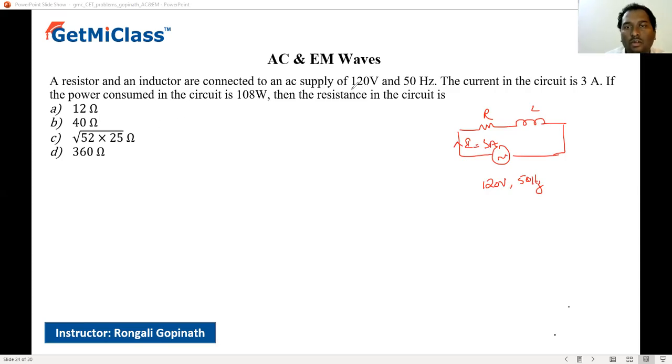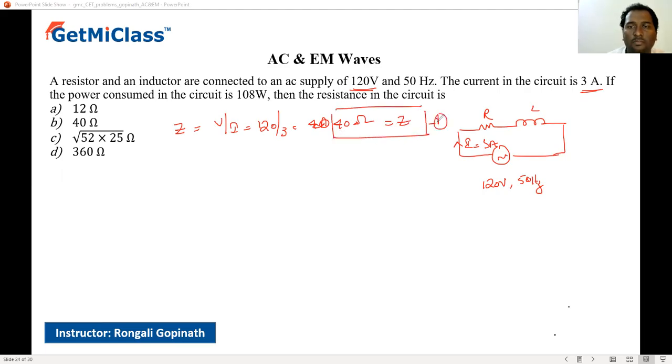First, based on the RMS voltage and the RMS current, we can say that the impedance Z is V by I, which is nothing but 120 by 3, which is 40 ohms. This is the value of Z. This will be our first step.